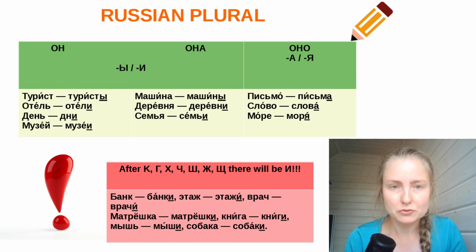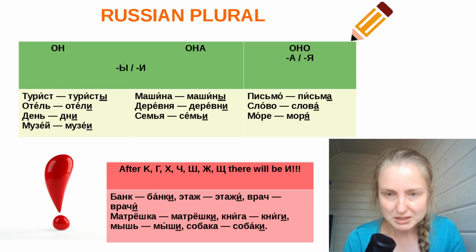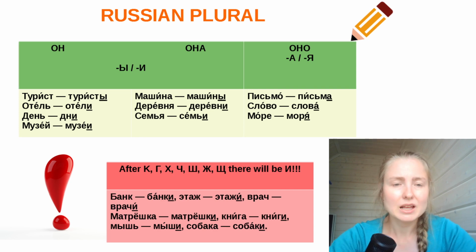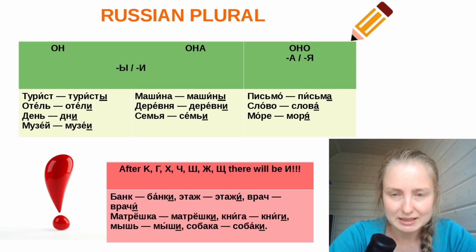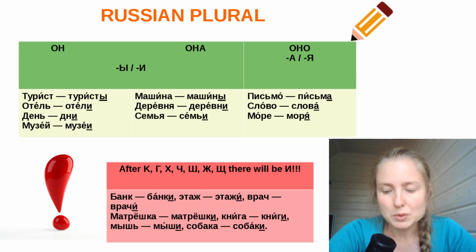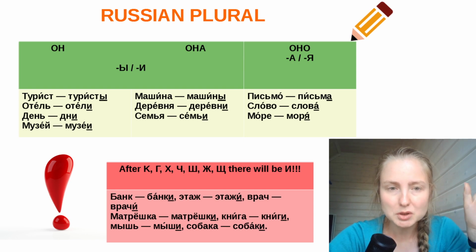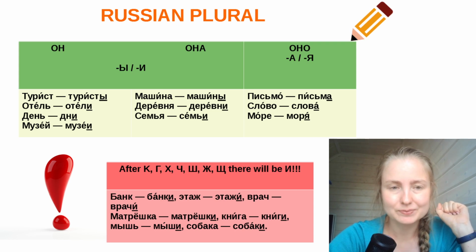Okay, so for он и она, for masculine and feminine genders, we use endings ы and и. So let's look first at masculine, он. If the word ends in a consonant, like tourist, we need just add the ending ы. Один турист, many, много, туристы.